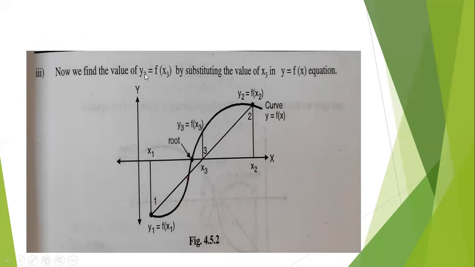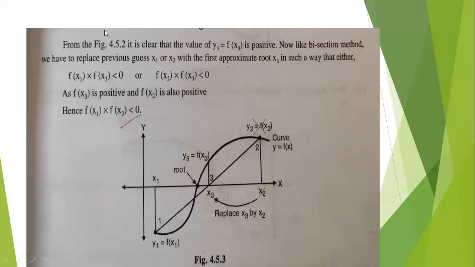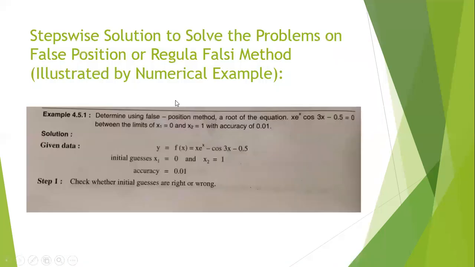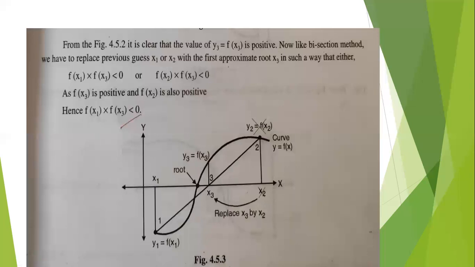Now we find the value of y3, that is f of x3, by substituting the value of x3, and again check. If f of x1 into f of x3 is less than 0, then take x1 and x3 for the next iteration, or if f of x2 into f of x3 is less than 0, then x2 and x3 are used for the next iteration. So this is your procedure to find the next iteration by using the Regula falsi method.